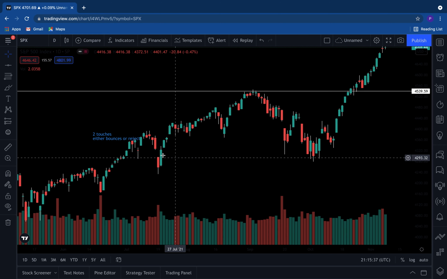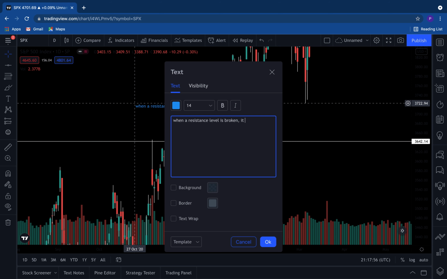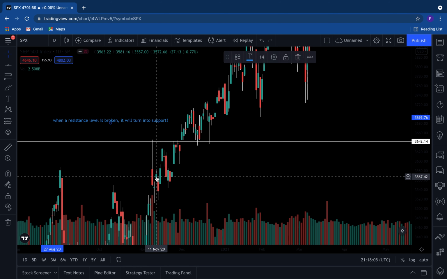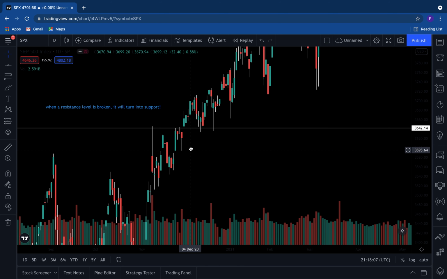Now, if you guys notice, there's something that happens almost always with support and resistance. Mainly resistance. Actually, it's both support and resistance. Okay. So here's another thing you must know. When a resistance level is broken, it will turn into support. Okay, I'm about to blow your guys' mind. Ready? This is the last example we had, right?